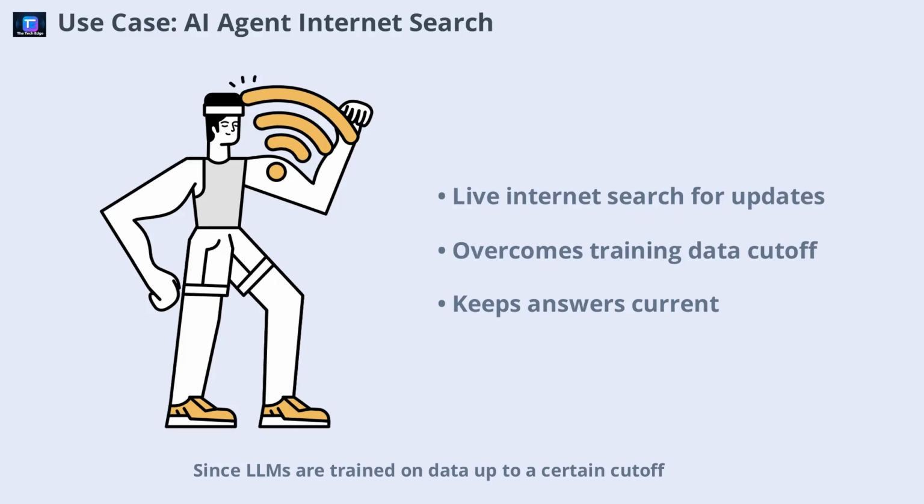Another important use case is enabling your AI agent to search the internet for up-to-date information. Since LLMs are trained on data up to a certain cutoff, they may not know about recent events. By allowing your agent to perform live internet searches and extract relevant data on demand, you can answer questions about recent news or developments. This approach combines the strengths of LLMs with real-time information retrieval, ensuring your system stays current and relevant.